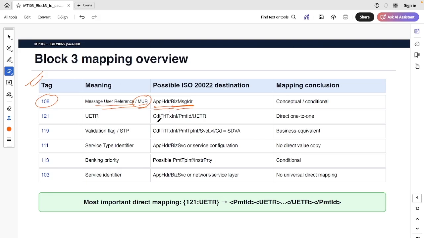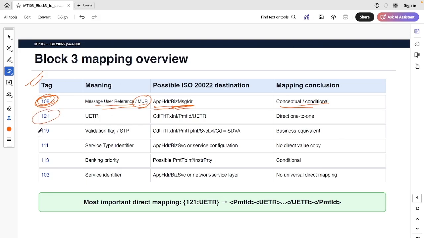However, this is only a conceptual or conditional mapping. A bank may generate a new business message identifier instead of copying the value there under field 108. So that's why this mapping is based upon the conception or the condition applied. There is no direct mapping. The value under this 108 can be mapped to this business message identifier, but that depends upon certain conditions.